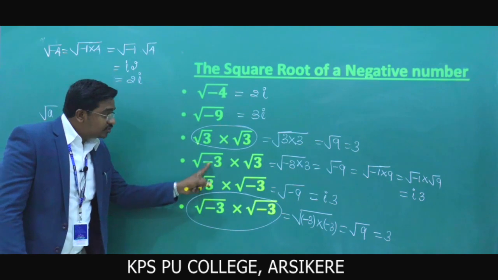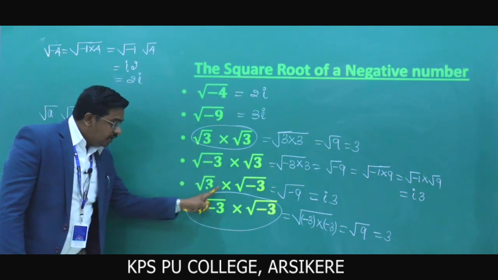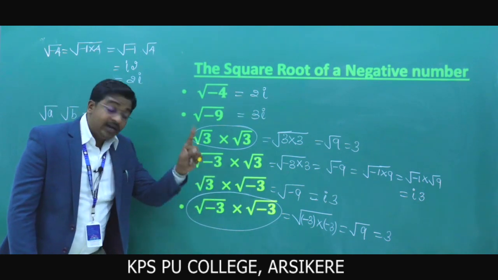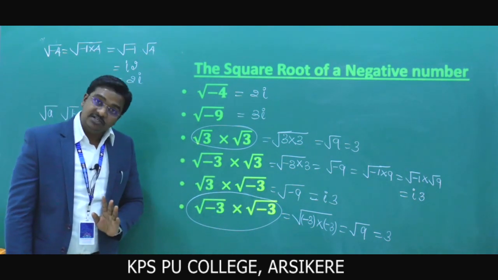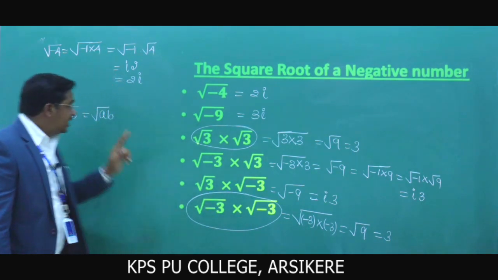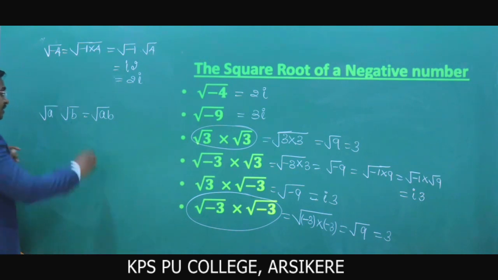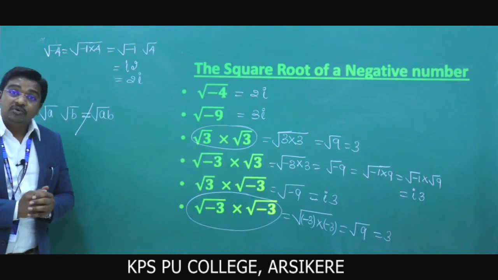So minus root 3 into root 3, this is also possible. And square root of 3 into square root of minus 3, one is positive, another one is negative, in that case also possible. But when both quantities are negative, when A and B are negative values, this is not equal to root of AB. This quantity is not equal to root of AB.